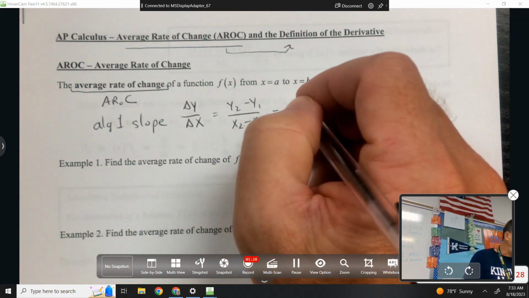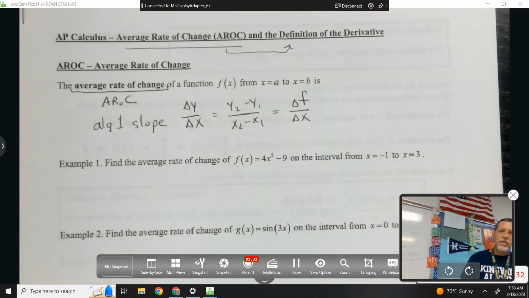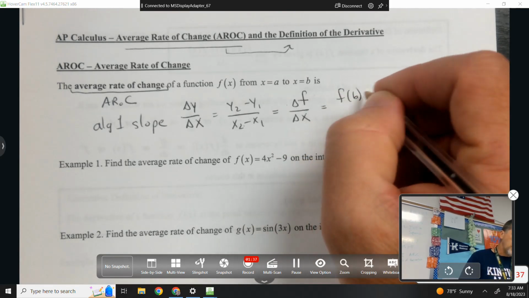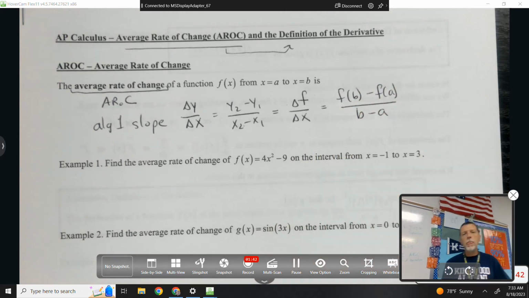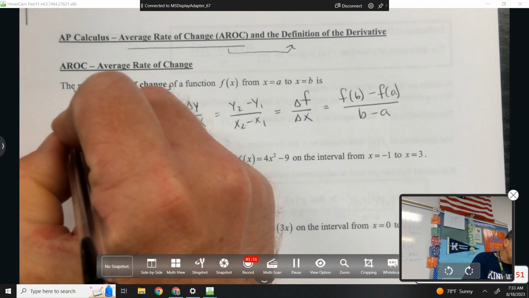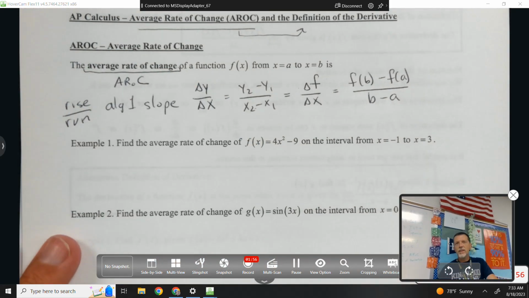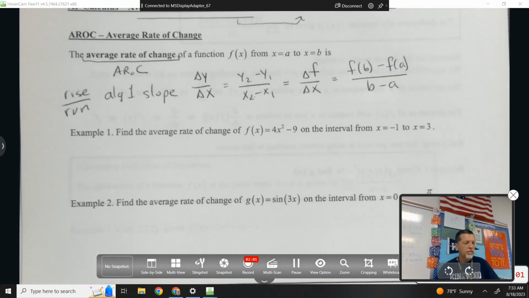If we want to get fancy, we could say the change in f, change in the function value over the change in x. So f of b minus f of a over b minus a. That looks a little fancier, but it's still the same thing. It's just change in y over change in x. I guess we could back all the way up and say rise over run, first talking about slope. Okay, so there's our Algebra 1 lesson, although we'll practice a couple here.